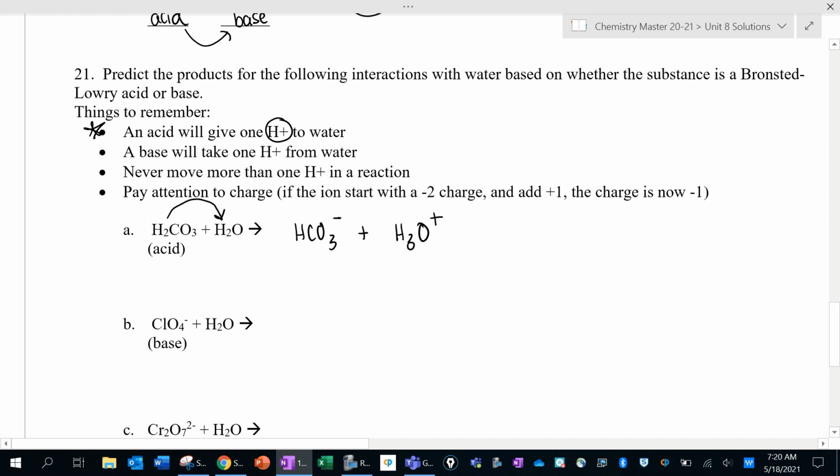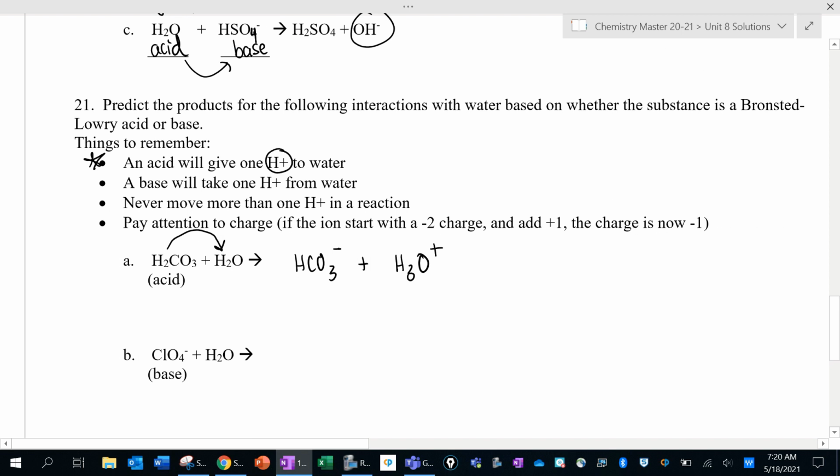Okay, let's look at one more example. Let's look at a base. So a base is a hydrogen taker. So what a base will do, it will take one hydrogen from water. So ClO4 becomes HClO4, and then H2O becomes just HO, which we more often write as OH. And remember that hydrogen that's moving has a positive charge. So if I start at -1 and I add a +1, now I'm neutral. So this one's going to be neutral. And this one starts neutral and it loses a positive, so now this one ends up being negative. So that's how we would write reactions like this one.